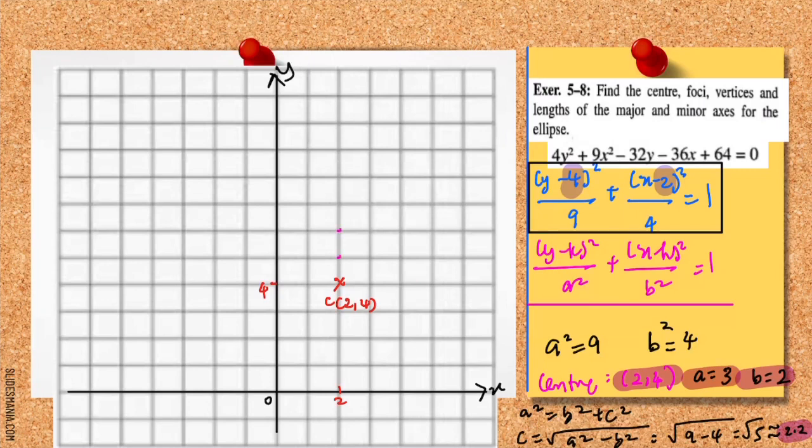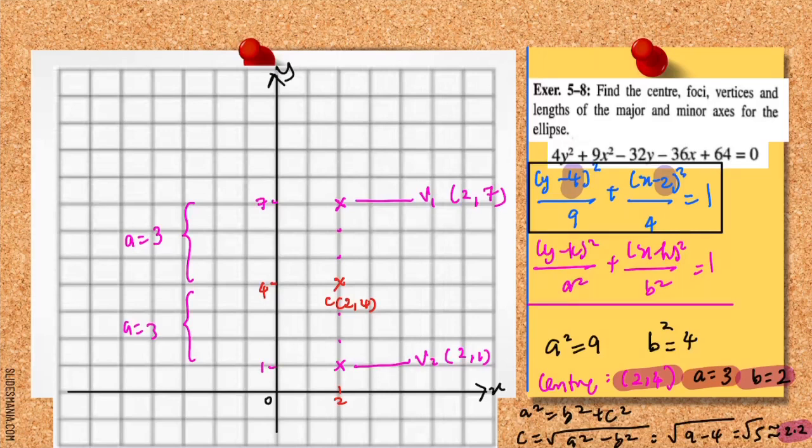So 1, 2, 3. This is your new V1. So your V1 here now is equal to (2, 7), because this is 7. This distance here is 3. You can go down also another 3 units. So from (2, 4), 1, 2, 3, you go down here. Therefore, this is your V2. The coordinate now is (2, 1).